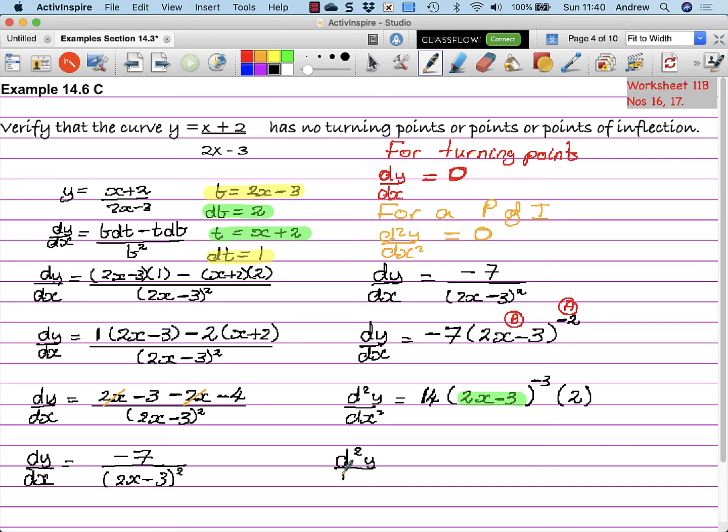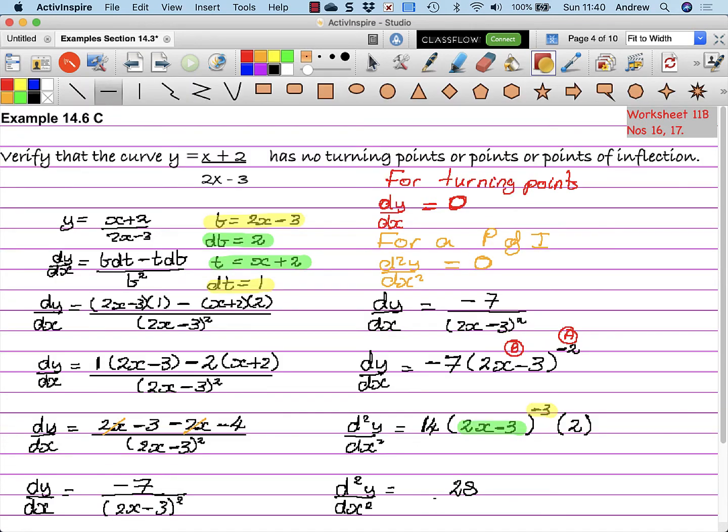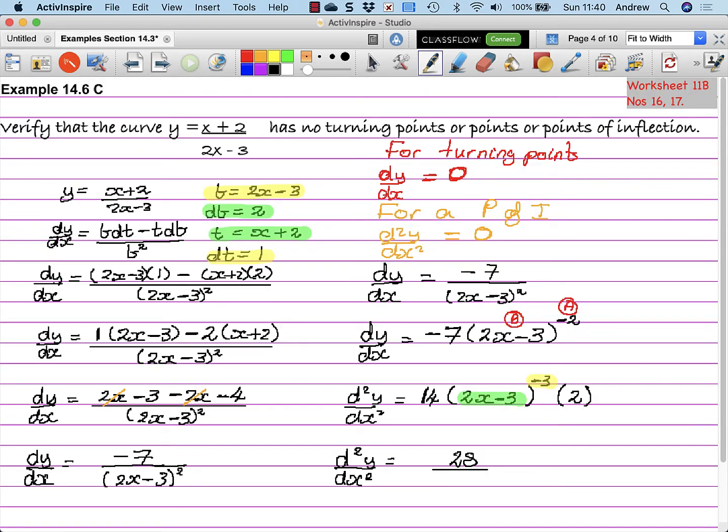d2y by dx squared. Well, we multiply by 2 on the 14 and we get 28. But you should notice that this is a negative power. And because that's a negative power, it means that we can bring this to the bottom of the fraction and write it as a positive power. So therefore we've now got 2x minus 3 to the power of 3.